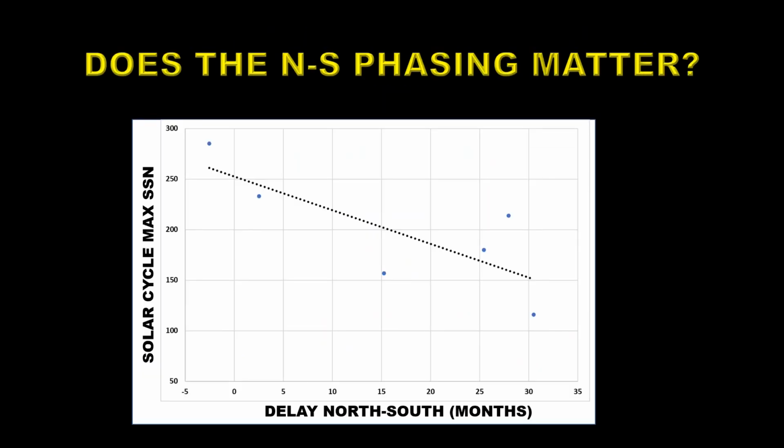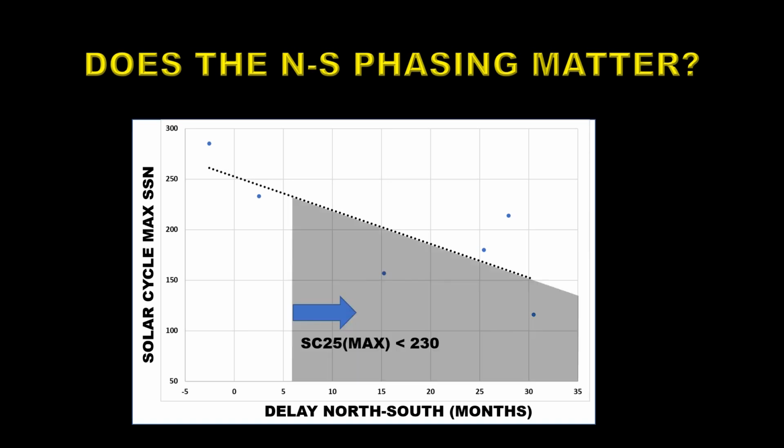Now, these points aren't very well defined because I had to take them off a pretty squirrely graph. So there's fairly large error bars around each one of these. But there does seem to be a distinct relationship: the shorter the delay, the larger the cycle; the longer the delay, the smaller the cycle. Well, how much delay have we seen so far between the two hemispheres for solar cycle 25? We haven't got solar cycle 25 yet to show the delay. So we know we've got at least 6 months of delay between the two hemispheres. And if it's 6 months, then that would say that solar cycle 25 must be less than 230.